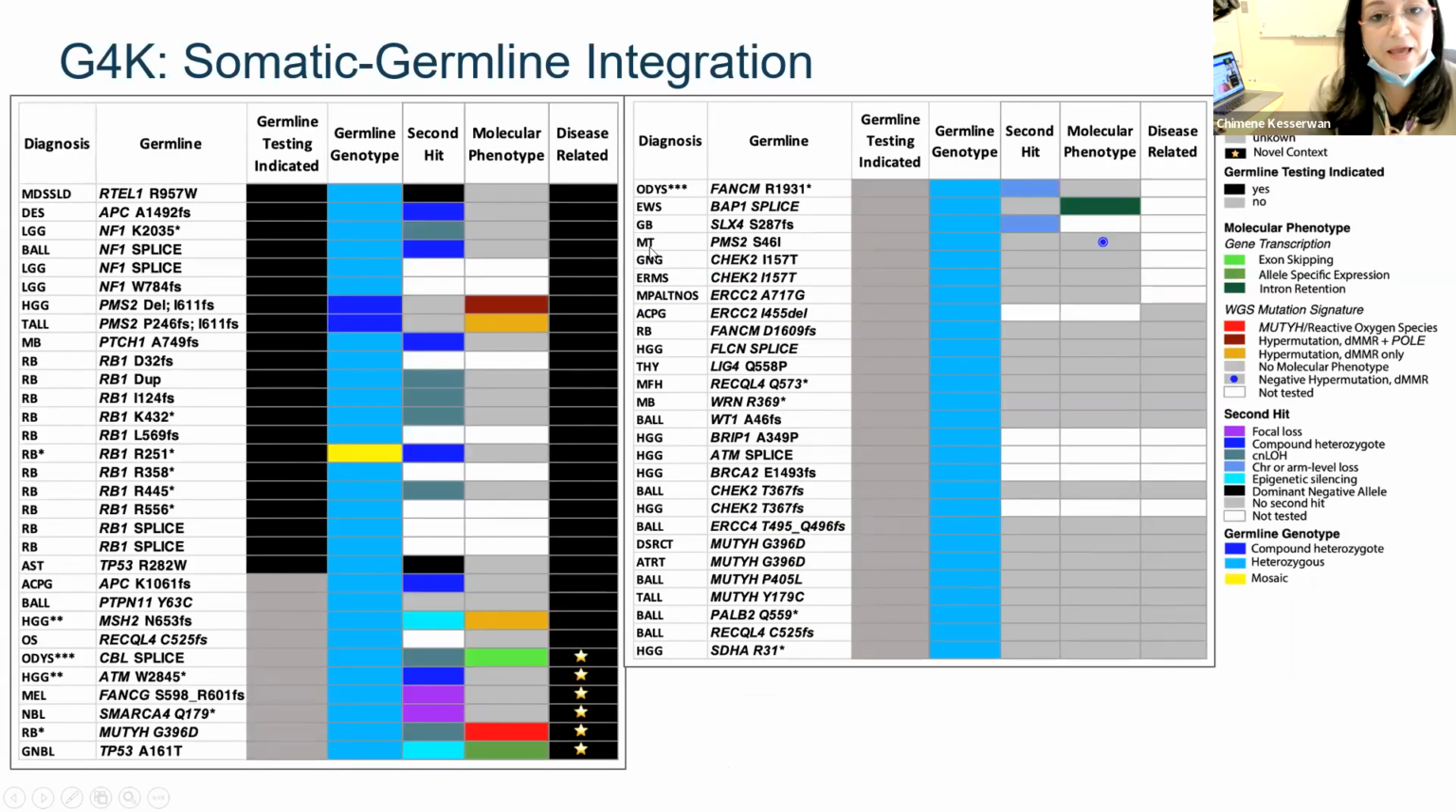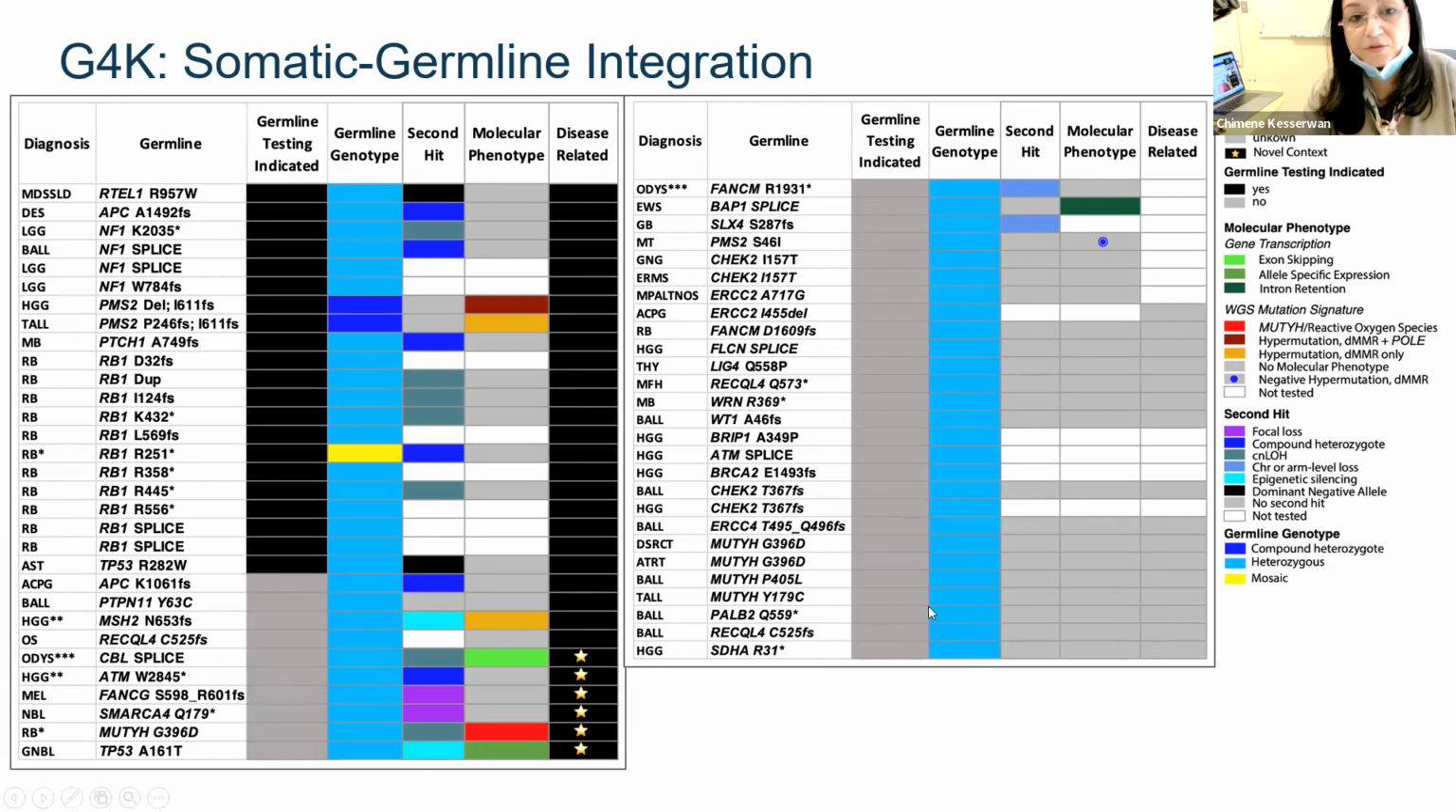And this is a quite basic table. I will not go over it, but I will mention this table is included in the paper where we have included all the variants, and we have looked at various questions: whether the germline testing is indicated or not, what is the germline genotype, whether we have a second hit or not, the molecular phenotype, and whether it's disease related.